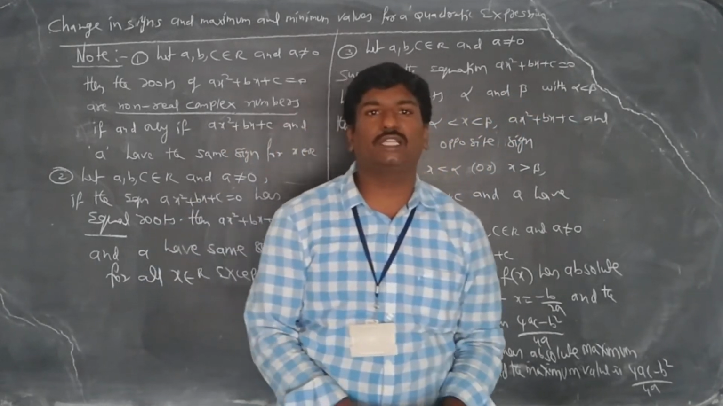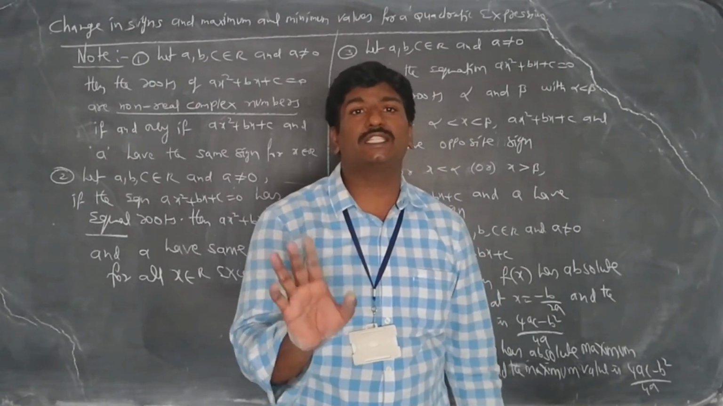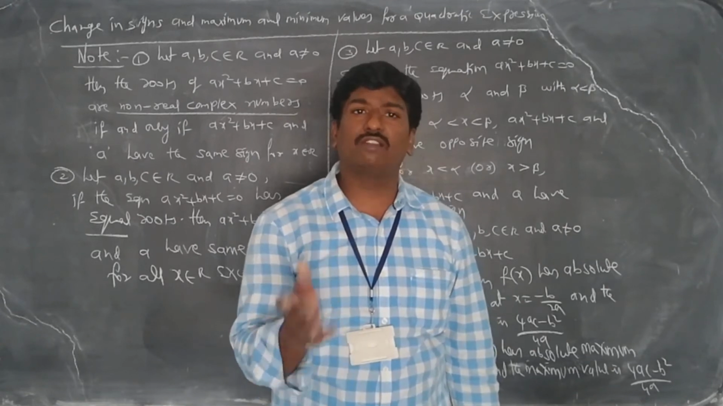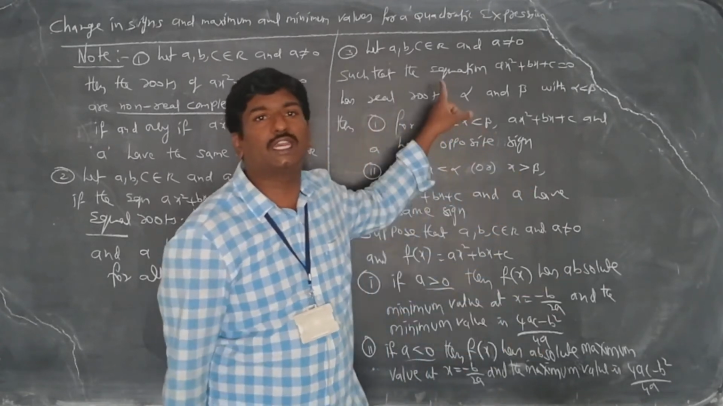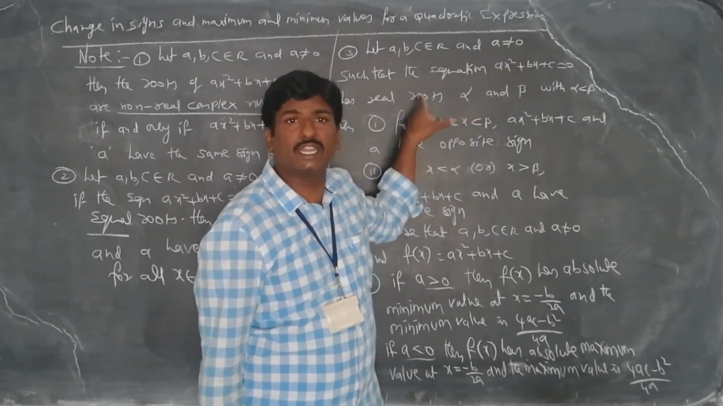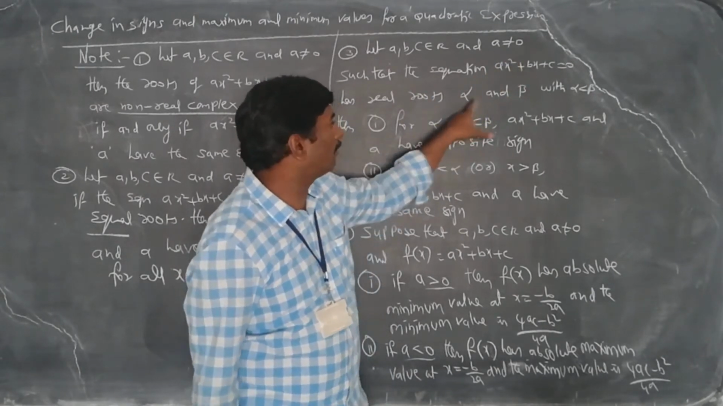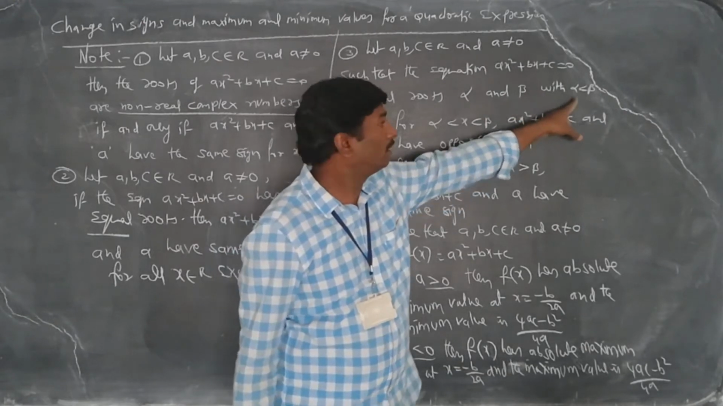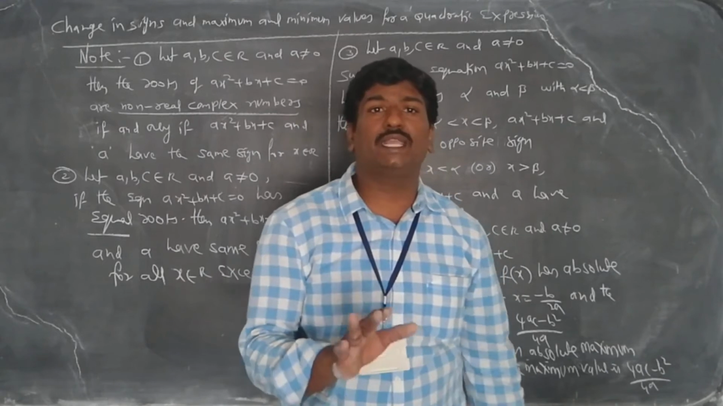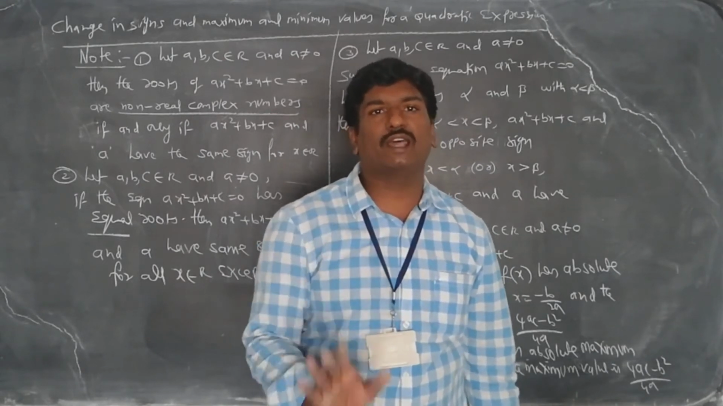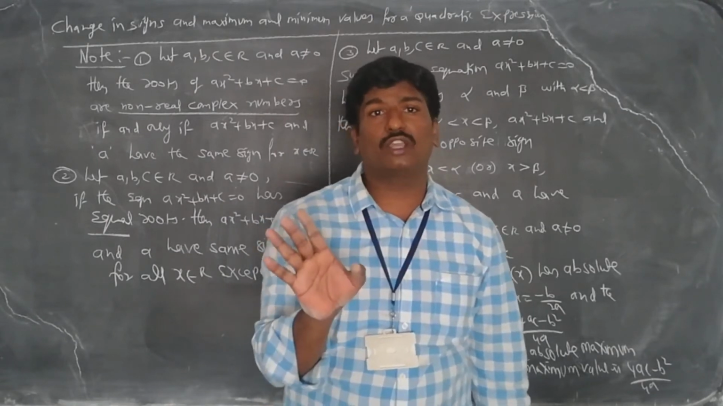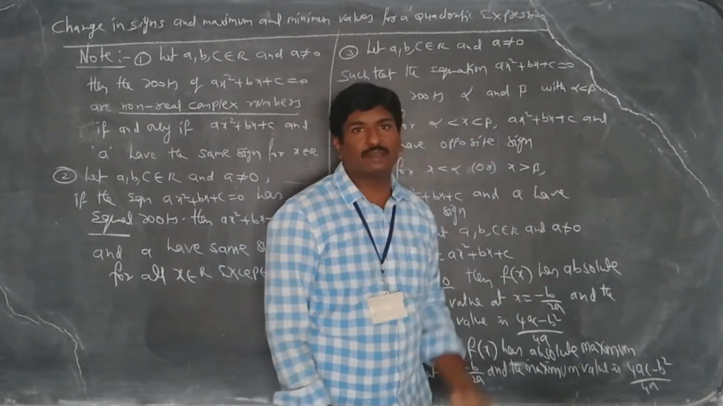When can we say the roots are real? When the discriminant is greater than 0, or equal to 0, then we can say that the roots are real. So it says the equation has real roots alpha and beta, and what is the relation between alpha and beta? Alpha is less than beta. That means one root is less than the other root. They can never be equal here. Here alpha is less than beta.